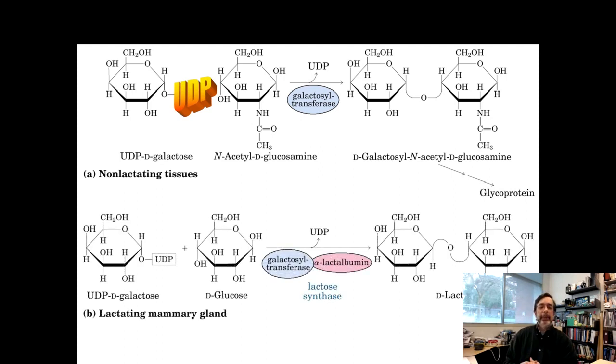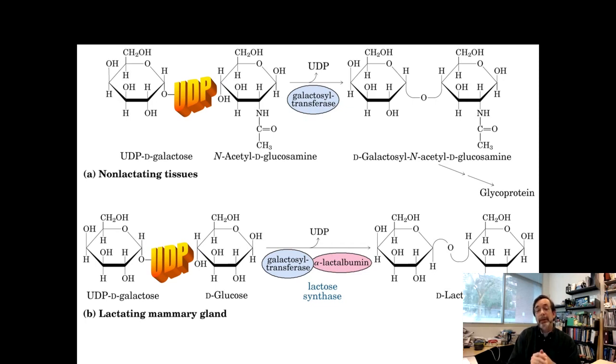The thing is that lactating mammary glands will actually need to make this lactose for the baby. And what they do is they join galactose instead of to glucosamine to glucose itself. And then they take that and they give it to the baby, right? So they have a lactose synthase, which is the name of the complex that makes this. But it's a complex, not an entire enzyme by itself.